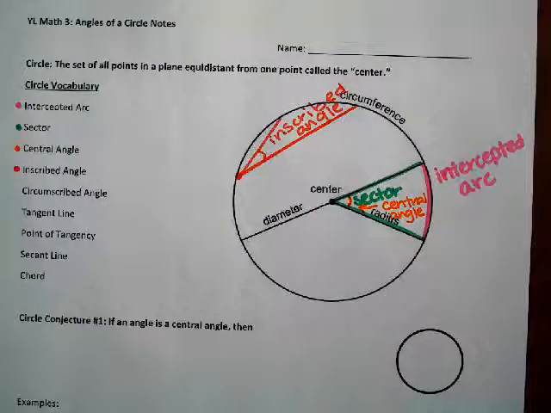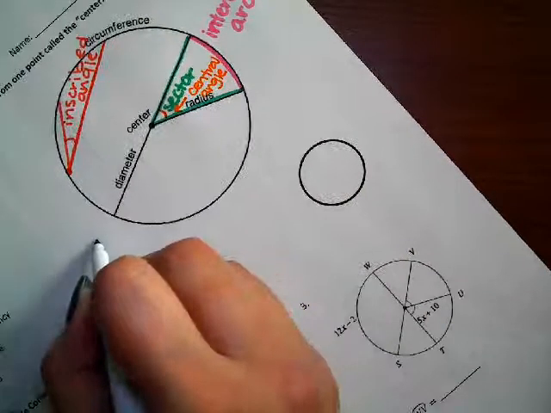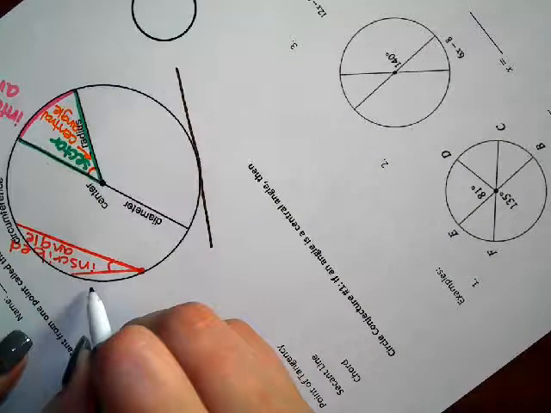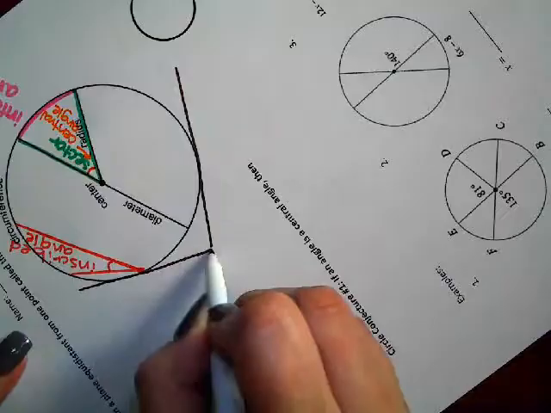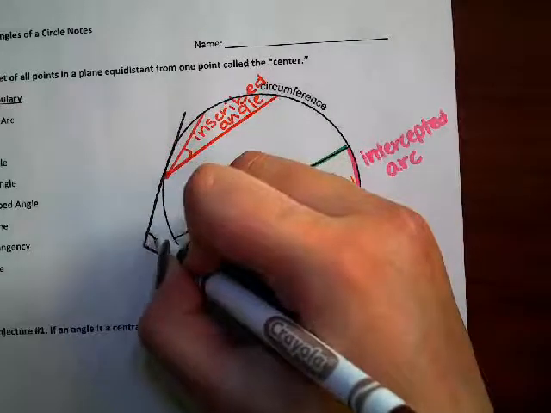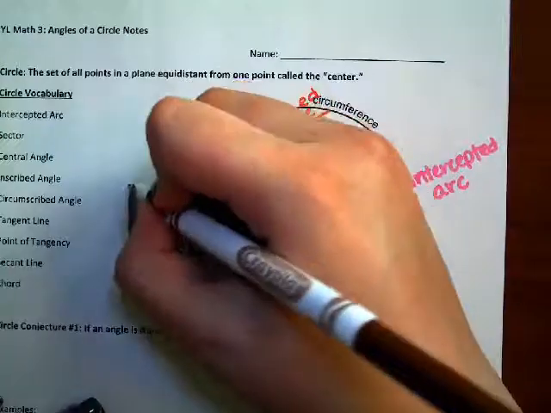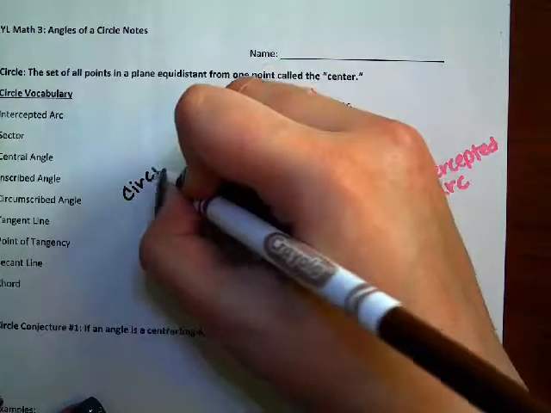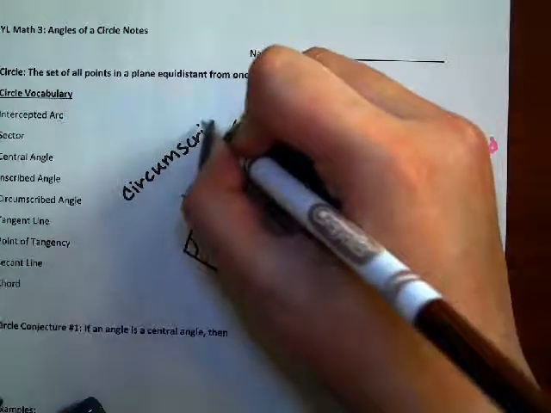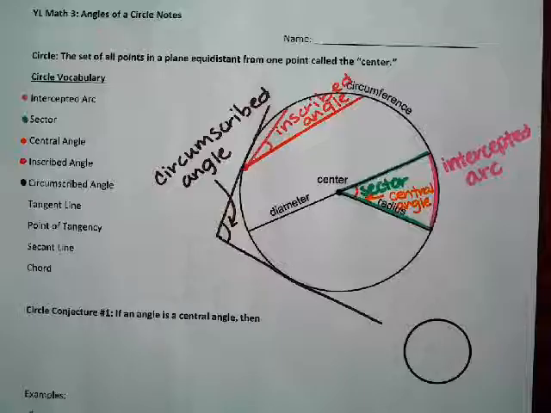Next, we have a circumscribed angle. A circumscribed angle is an angle that is outside of the circle. So you have a vertex like this, that is outside. Circumscribed. That is a circumscribed angle.